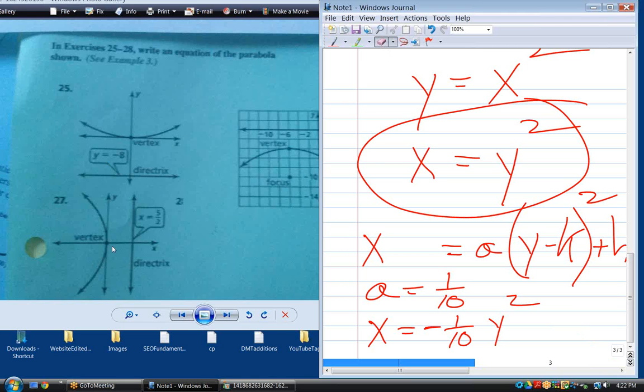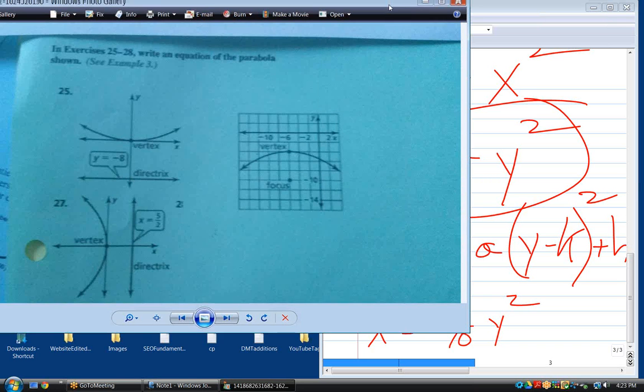So these problems all come down to memorizing the general format of horizontal and vertical parabolas, and knowing that a is 1 over 4p. And knowing that if it opens to the left, it needs a negative coefficient, and if it opens to the right, it needs a positive coefficient. Those three things are the only things you have to know to answer these questions. All right.